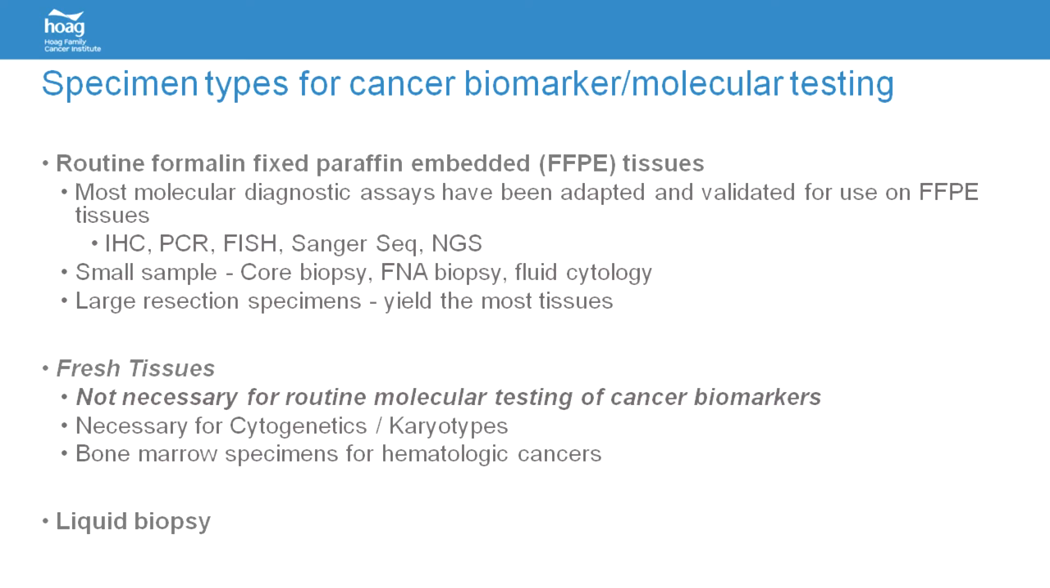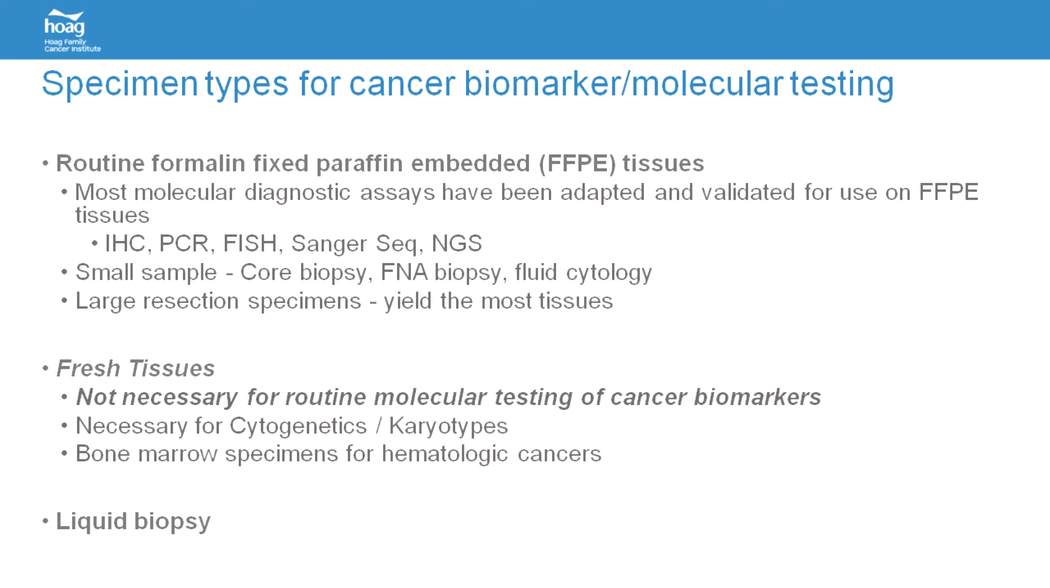Well, you don't really need fresh tissues to run a lot of these biomarkers anymore. That was the old way of doing things when these techniques weren't really good. You had to have fresh or fresh frozen tissues. If you want to do a karyotype and some cytogenetics, cell culture techniques, you do need some fresh tissues. And also bone marrow specimens typically come fresh to the lab, so we can do all sorts of things with fresh tissues in the bone marrow space.